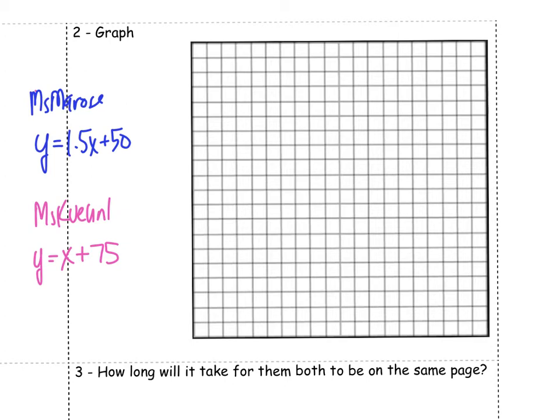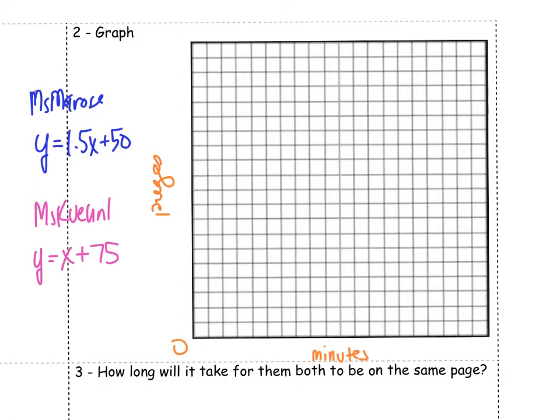Now that we have our equations, we need to graph. Remember, when we graph, the first thing we have to do is set up our graph. We're comparing pages per minute, whereas what we're reading. My time is minutes, so that's going to be my x value. And that's going to determine how many pages I've read.